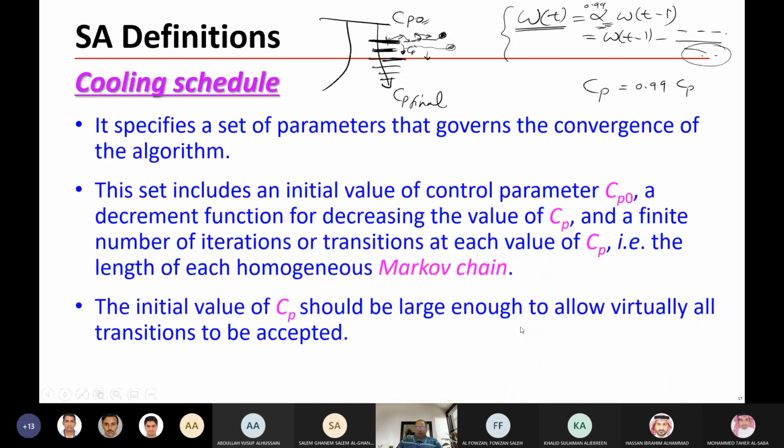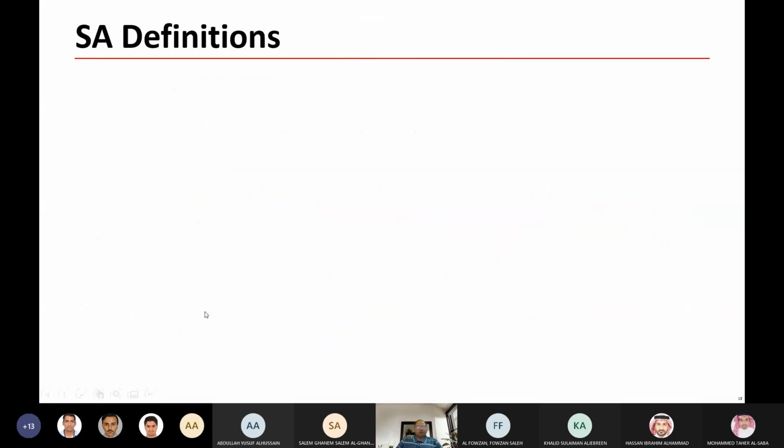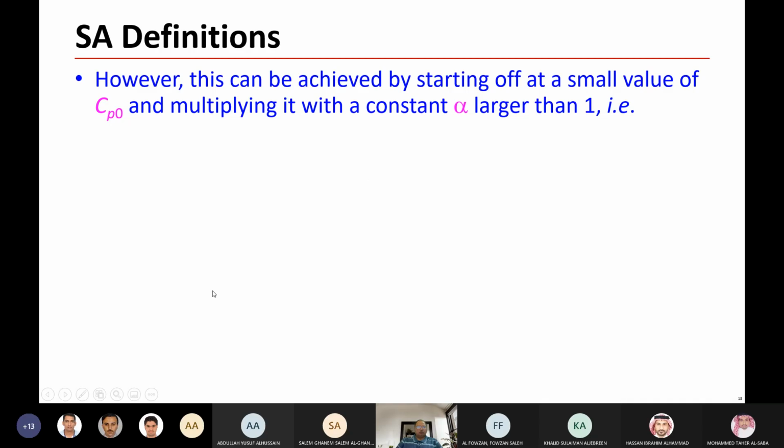The initial value of CB should be large enough to allow virtually all transitions to be accepted. And as you mentioned, the null acceptance ratio should be almost equal to 1, and then we can start cooling. However, this can be achieved, the cooling down achieved by starting off with a small value of CB0. And okay, so this is the heating up process.